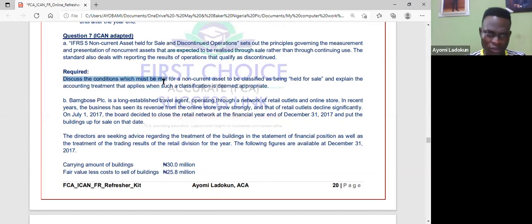So let me just go to the requirement. Discuss the conditions which must be met for a non-current asset to be classified as being held for sale. I'm sure you should be able to do that. Condition 7, you list it immediately. It now says, and explain the accounting treatment that applies. What is that? They are measured at the lower of carrying amount and fair value less cost to sell. So let's look at this question. Bangoshe PLC.